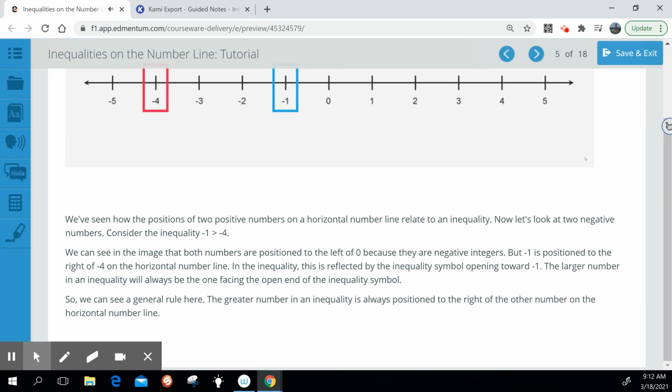In the inequality, this is reflected by the inequality symbol opening toward -1. The larger number in an inequality will always be the one facing the open end of the inequality symbol. So, we can see a general rule here. The greater number in an inequality is always positioned to the right of the other number on the horizontal number line. Okay, go ahead and fill in. There's 2 things to fill in here on those guided notes.